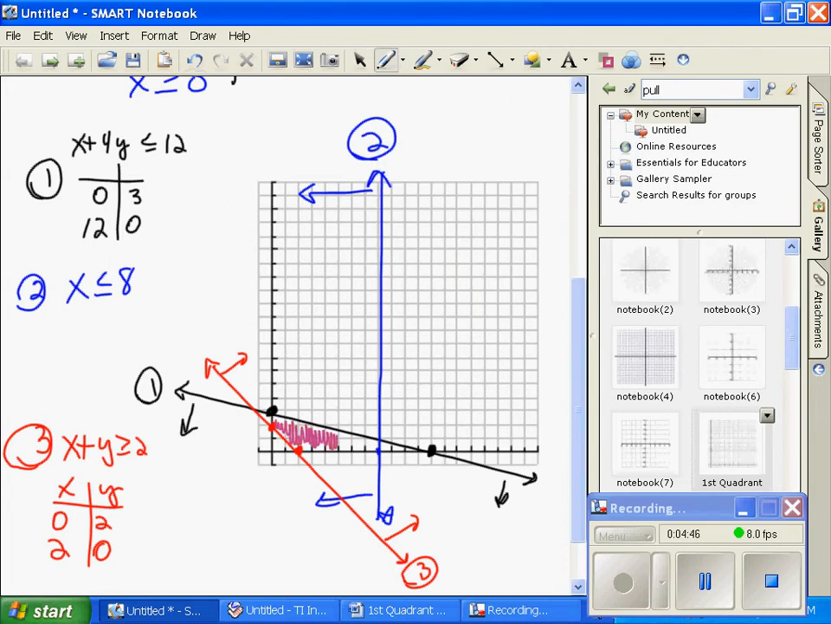This is the best I can do. You guys can use highlighters if you want. It always makes it a little bit more fun. But there we go. That's the area that we're looking at.